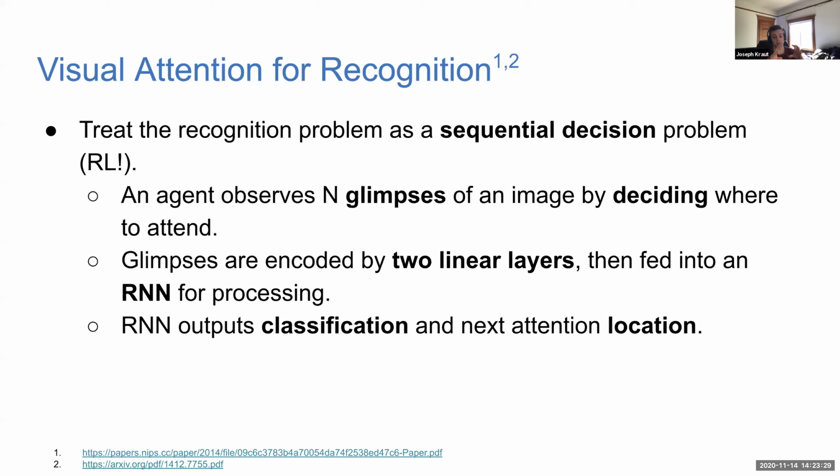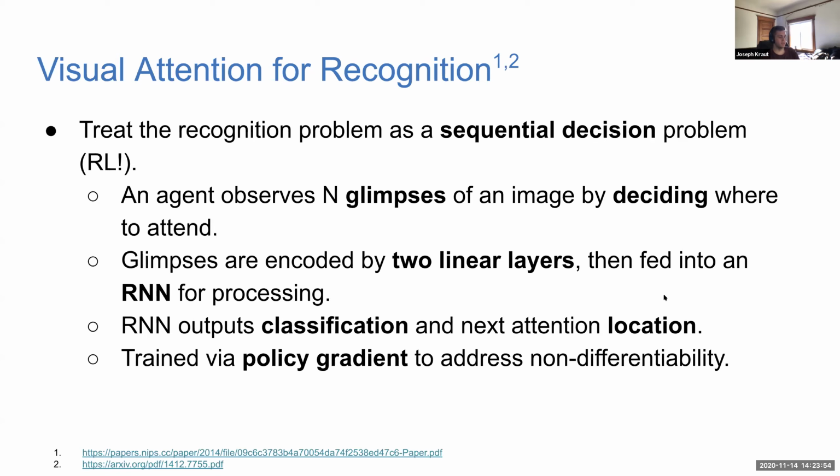So maybe it starts out looking in the middle of the image and it sees something that doesn't look all that interesting. So it decides, okay, I want to look somewhere on the side of the image. Maybe the subject is on the side of the image. And so it defines the next attention location based on where it thinks it can get the most information out of.